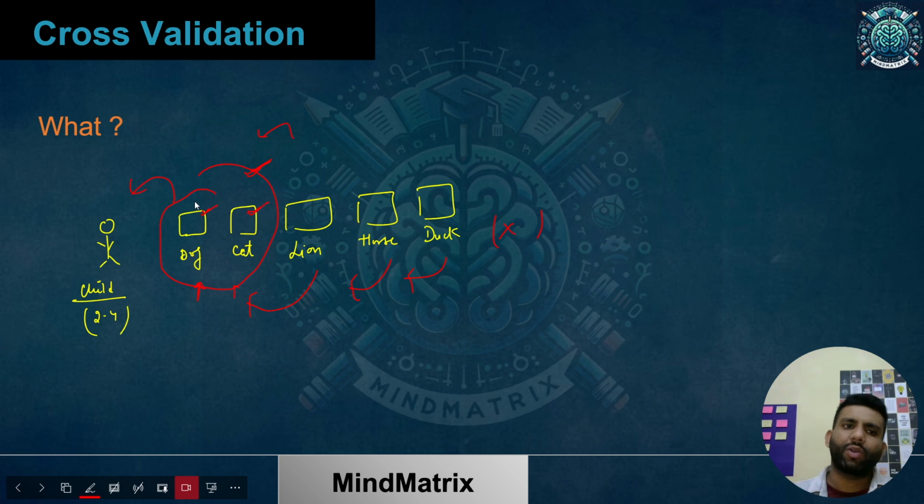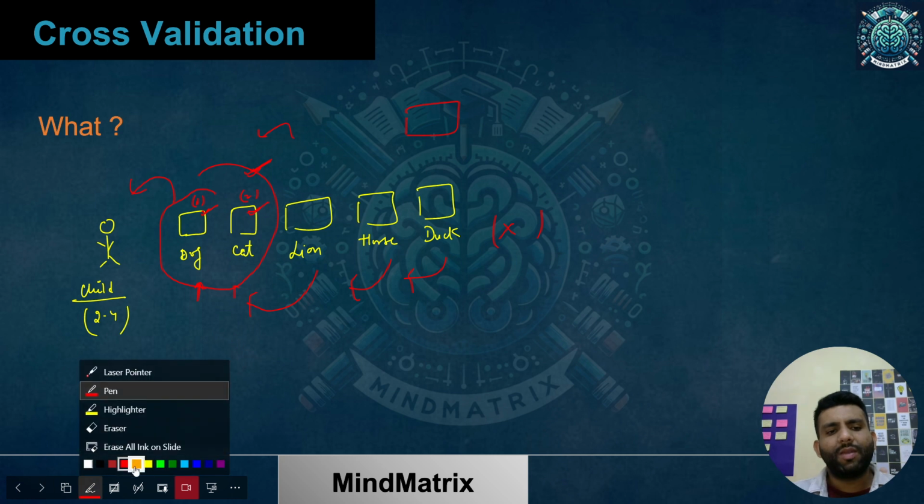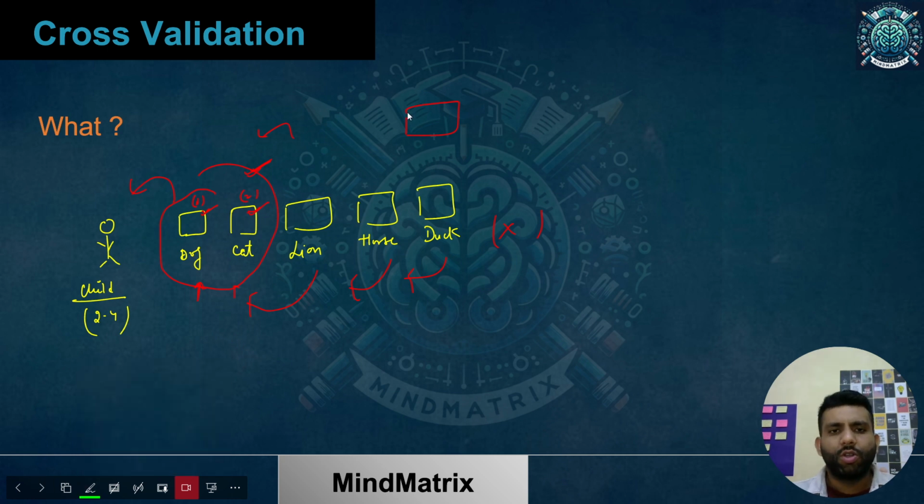I'm not saying that the same picture is being shown. Maybe another dog picture is being shown. So this kid would be able to identify with a good probability that it's a dog, some different picture of a dog, because you have shown this type of picture a lot many times.